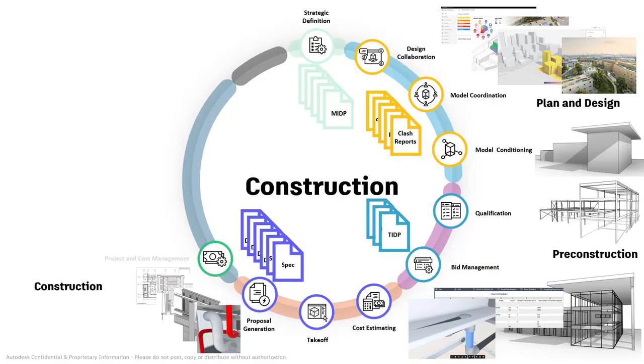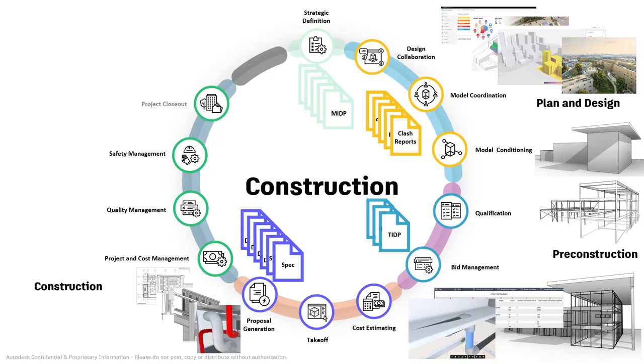The transition from the digital model to the physical asset happens during the construction phase, where as a result of the meticulous planning and coordination from the previous stages, time and cost savings can be measured through accurate and efficient execution on site.